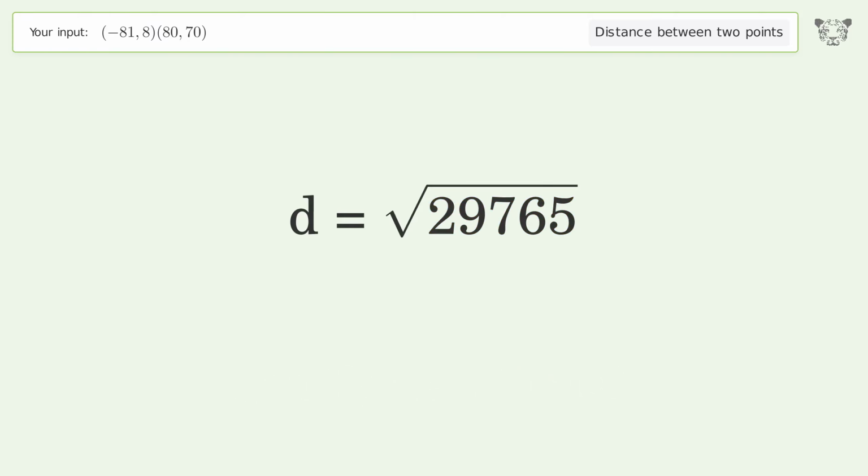And so the distance between the 2 points is the square root of 29,765, or 172.525.